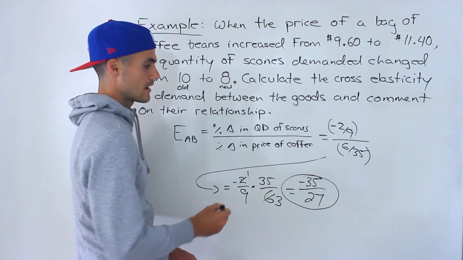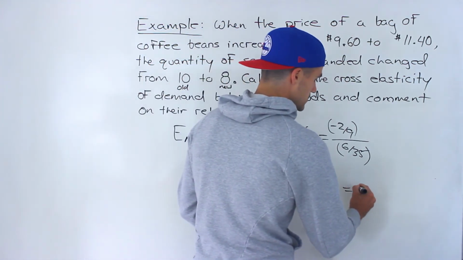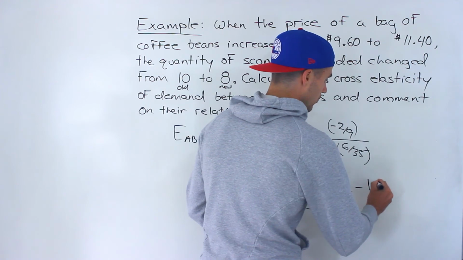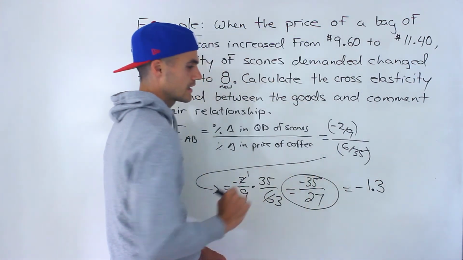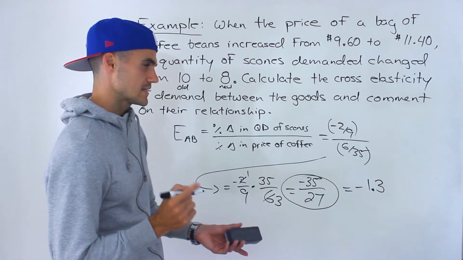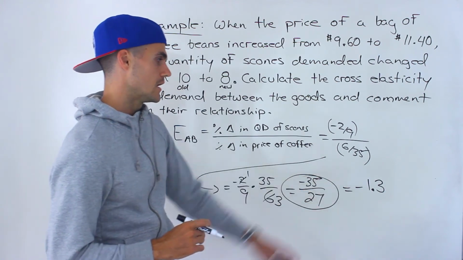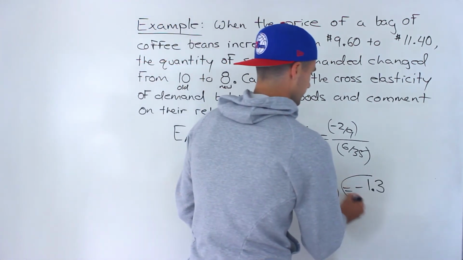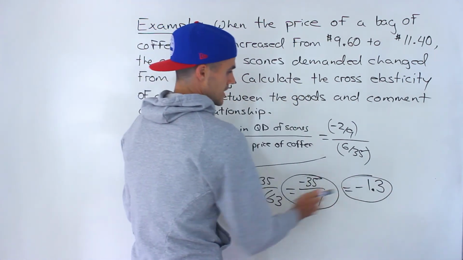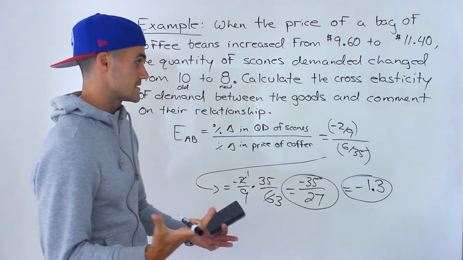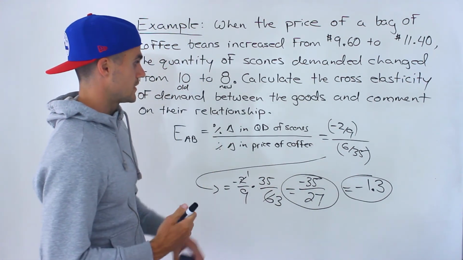If you were to convert this to decimals, you'd get about negative 1.3. I think it's like negative 1.296 or something. So if you round it, negative 1.3. Either of these answers works, and that's the cross elasticity of demand between these two goods.